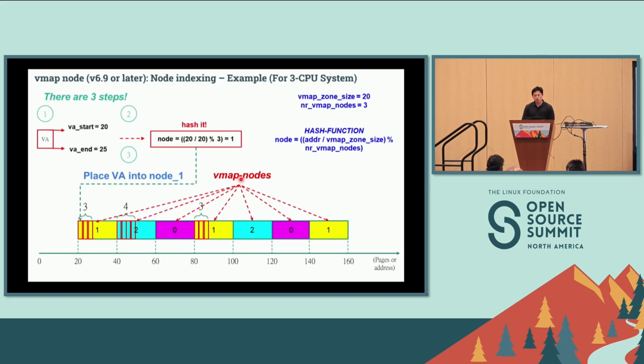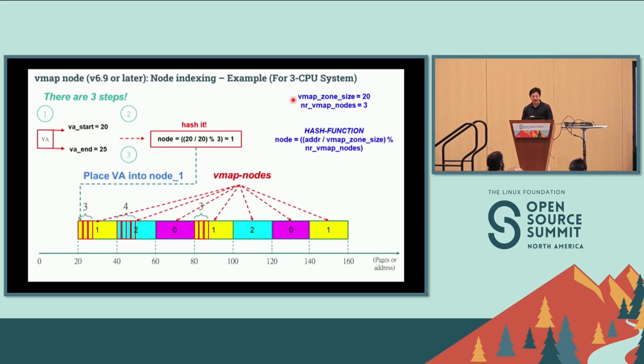And this slide shows how to find the corresponding node based on the starting address of a VA object, and there are 3 steps. But I would like to have a more detailed discussion about the sub-parameters. For example, in this example, it is a 3-CPU system, so the parameter number of vmap nodes is 3. For the parameter vmap zone size, 20, it means how many pages or how many bytes for each node. For better understanding, let's assume the unit is page.